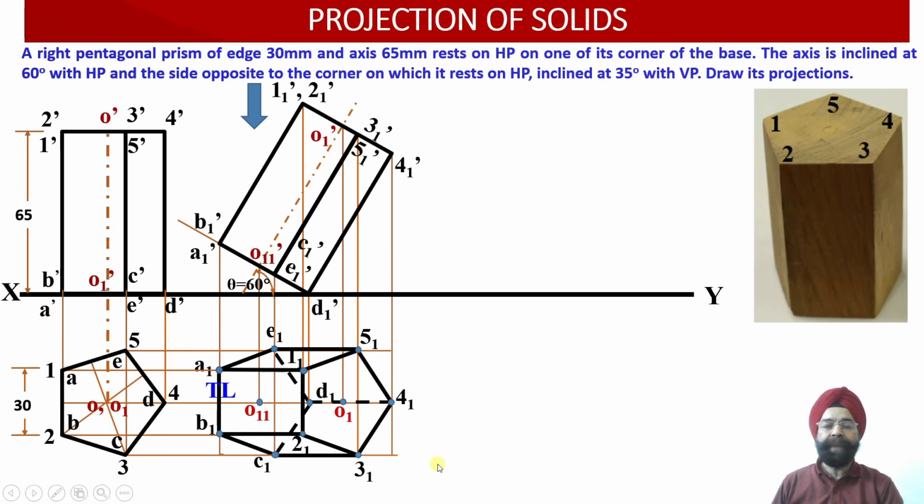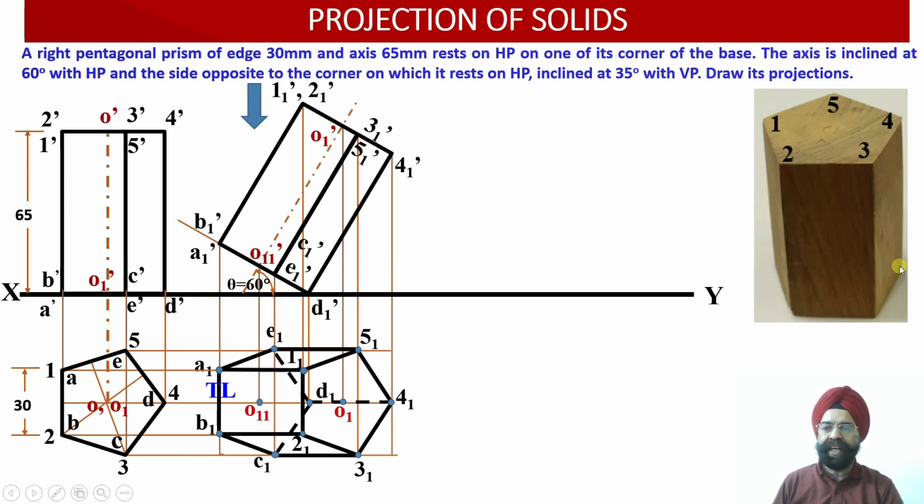So now we have been able to obtain the front view projections as well as the top view projections of this inclined pentagonal pyramid, when the axis of this pyramid is inclined at an angle of 60 degrees and the pyramid is resting on one of its corners on the horizontal plane. Now one thing we have observed over here: in the second iteration we have been provided with the information that the side which is opposite to the corner on which it is resting on the horizontal plane is further inclined at an angle of 35 degrees with respect to the vertical plane. So which is this side?